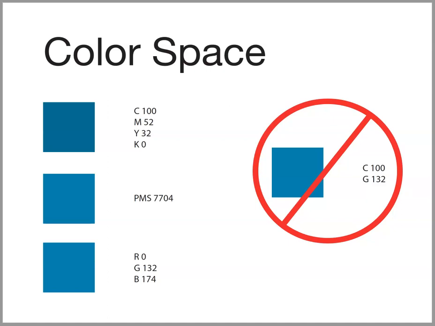What we can't do is combine color spaces. In other words, we can't define a color as having 100% cyan and 132 green. The pixel doesn't know how to do that. It has to be in one color space or another.